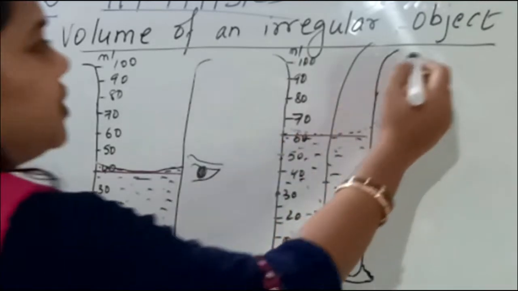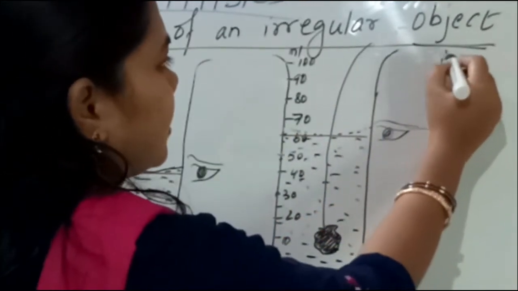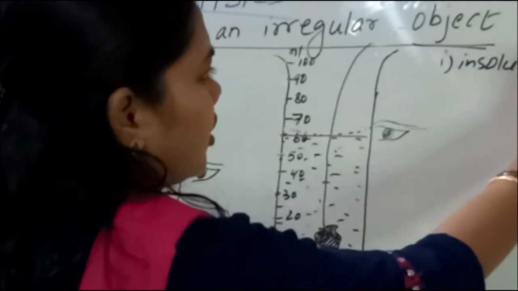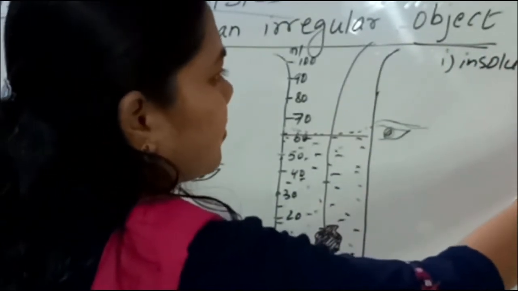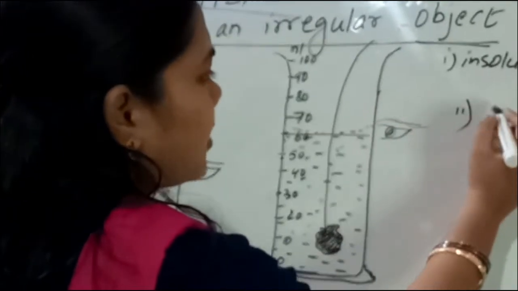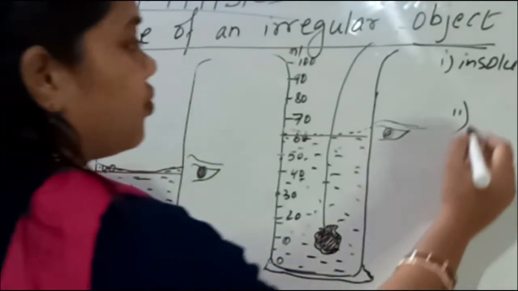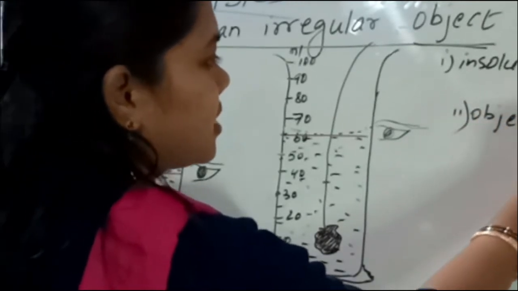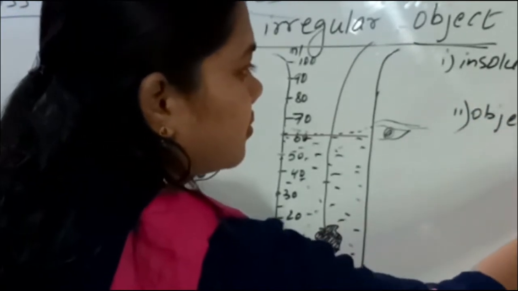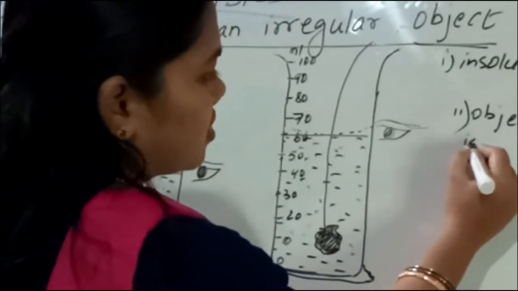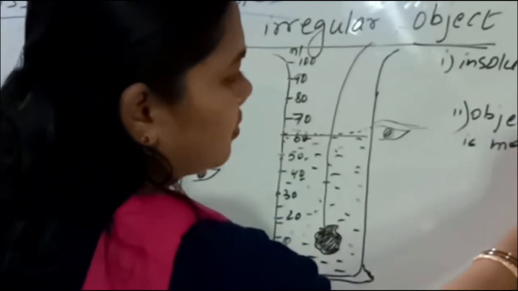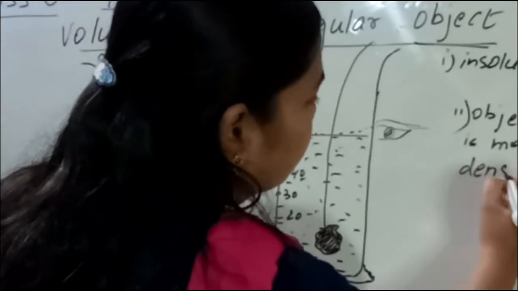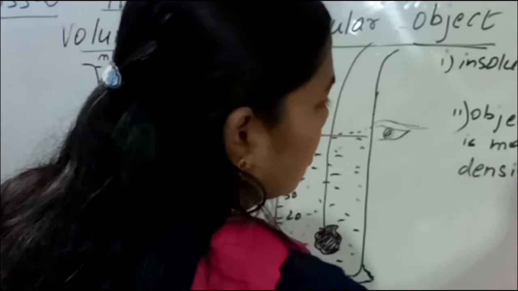This irregular object is insoluble in water, first of all, and second, having density of the object more than the density of water.